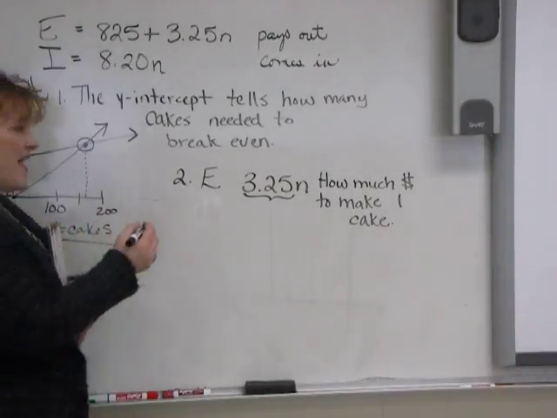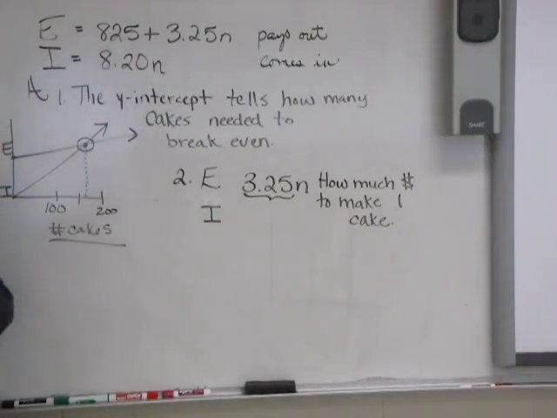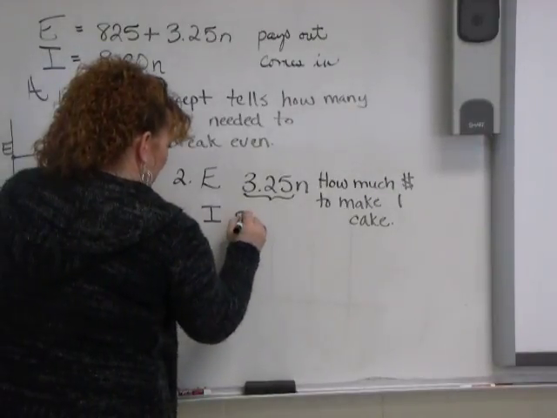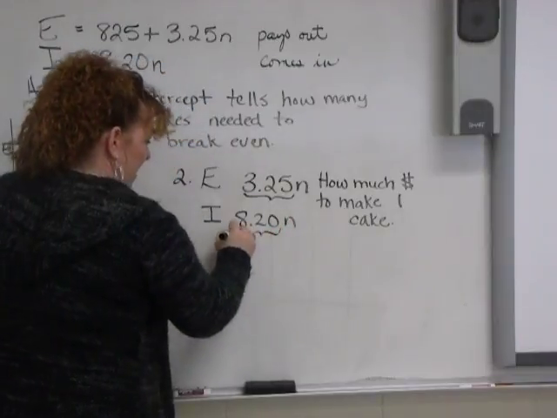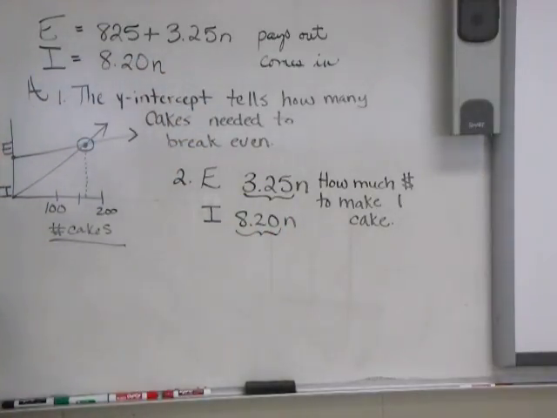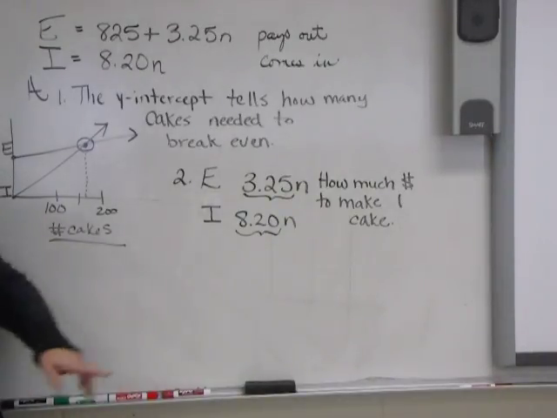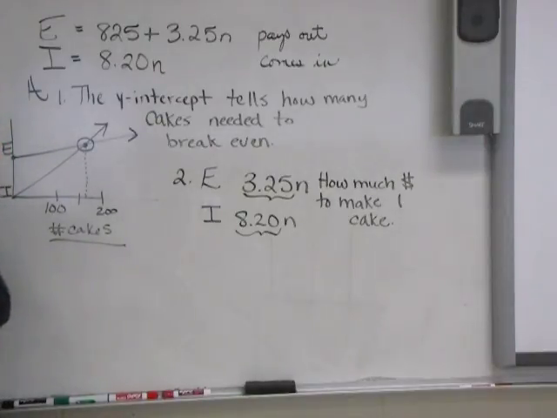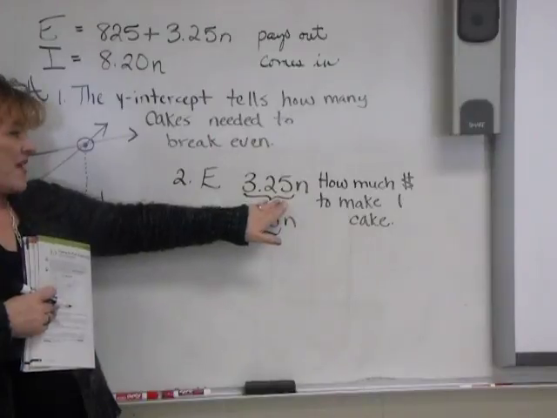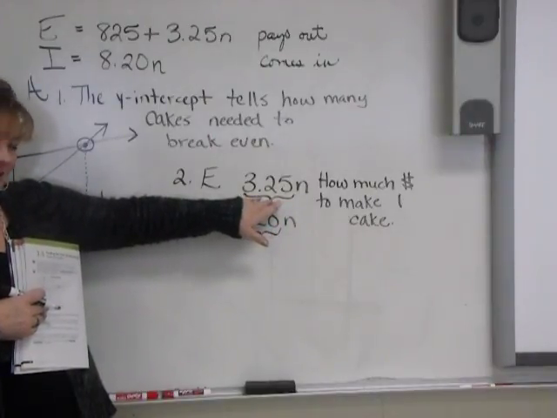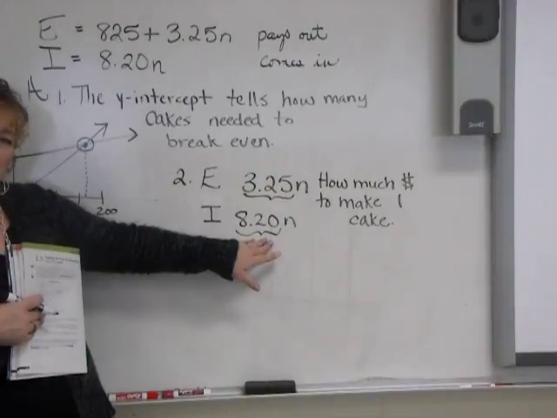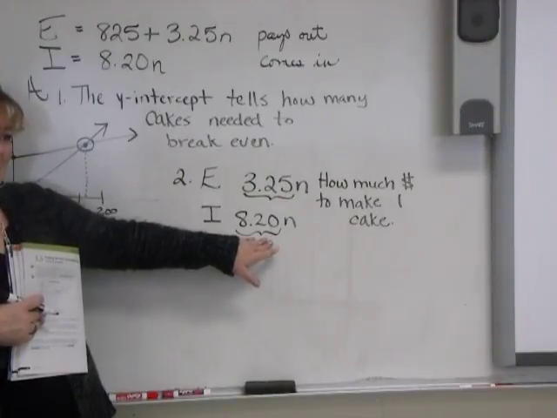Now we're going to look at the coefficient in the income equation. It's 8.20 N. What do you think the coefficient in the income would mean? If that's money I'm bringing in, then what should this price mean? Dinar? This would be the money that comes out of your budget for each cake. If it costs me this much to make one, then what should this be? How much I'm going to sell it for.